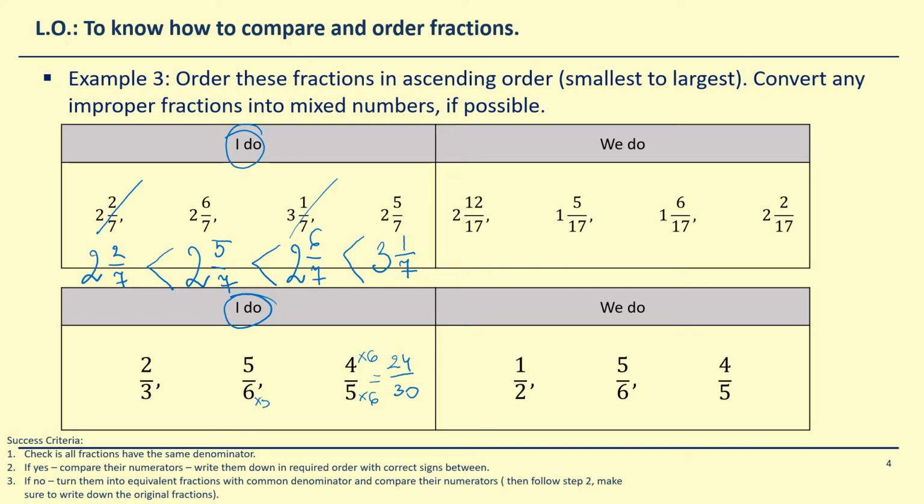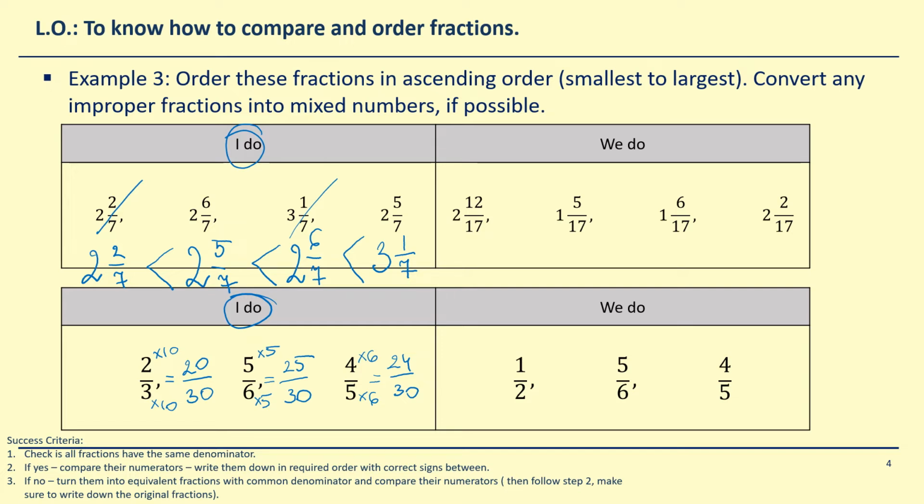So this I must multiply by 5, 25 over 30, and this, to turn it into a fraction over 30, must be multiplied by 10. Okay. So now I've got all of them. I've turned them all into fractions over 30. So I follow step 2, which is compare the numerators. So I can see that 20 over 30 is first, then 24 over 30, then 25 over 30.